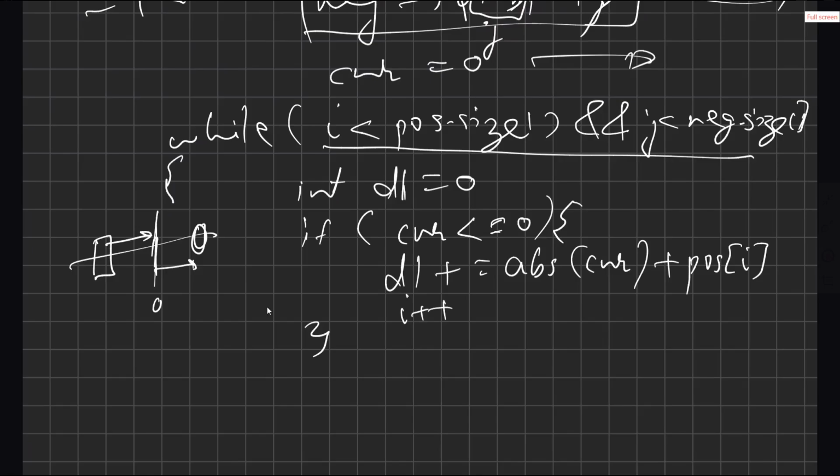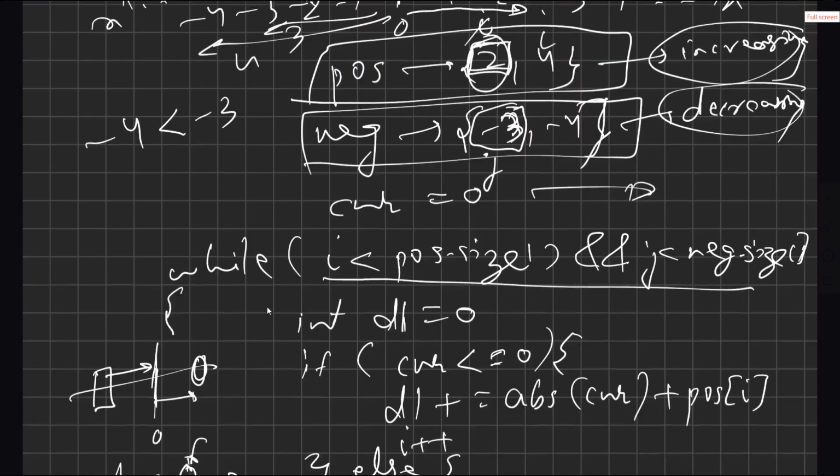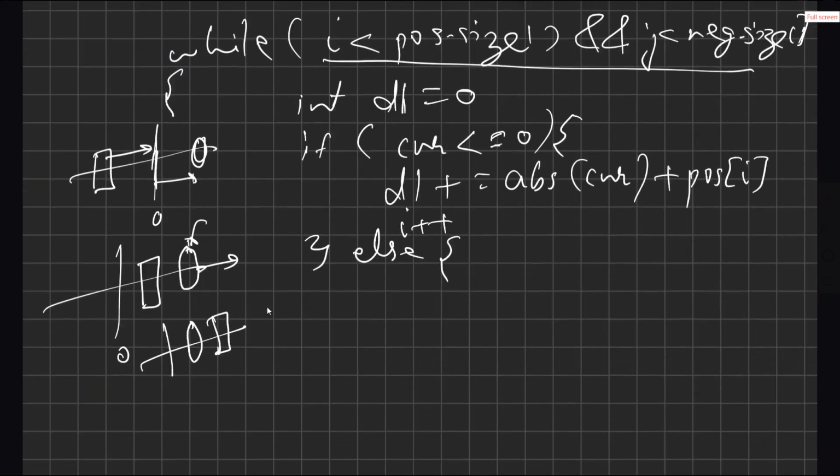Else, if current is greater than 0, it will be that case. It's like Takahashi is at this position and he wants to calculate the cookie which is at this position, and it will never be a case wherein the cookie is here and Takahashi is here, because we have sorted the array already. Since we have already sorted, this case is never possible. We will be moving one by one from the lower coordinate to the higher coordinate. So if this is the case, then what's the distance he'll be traveling?